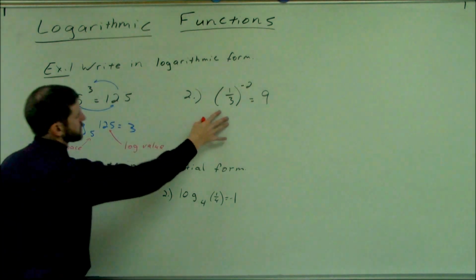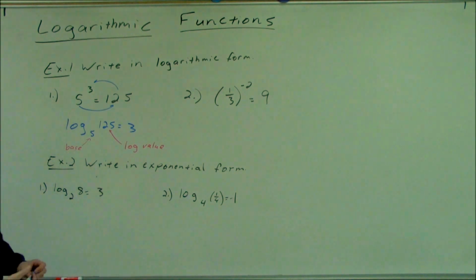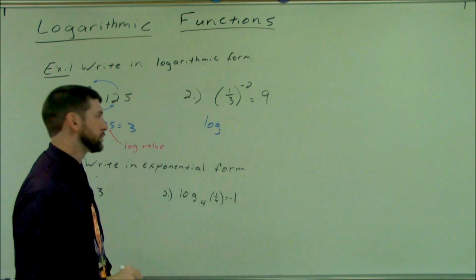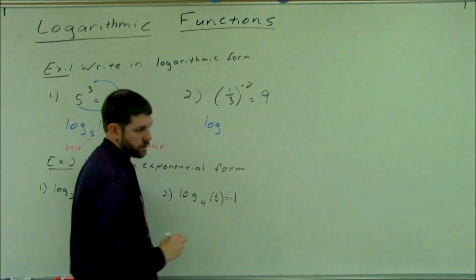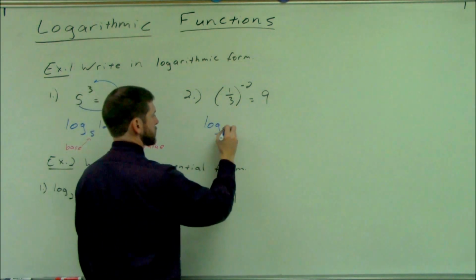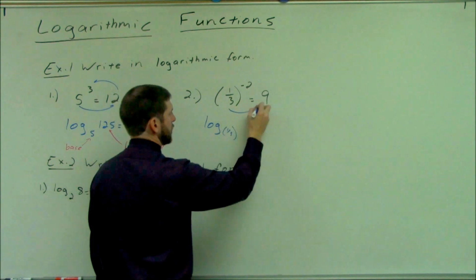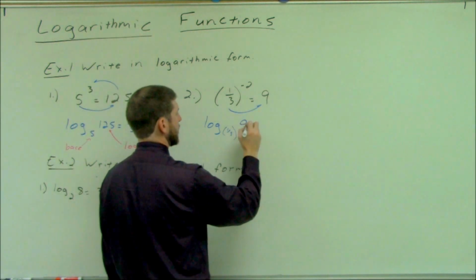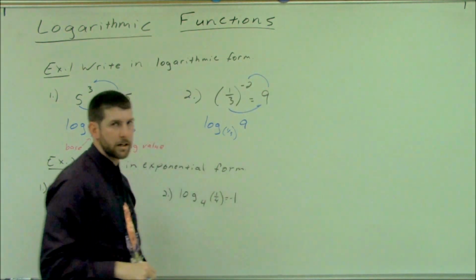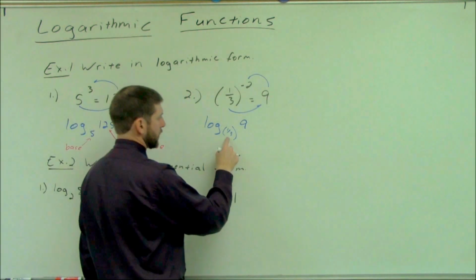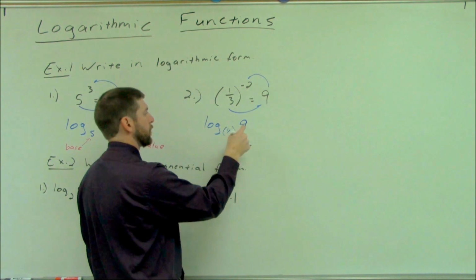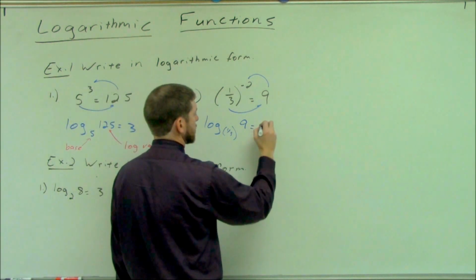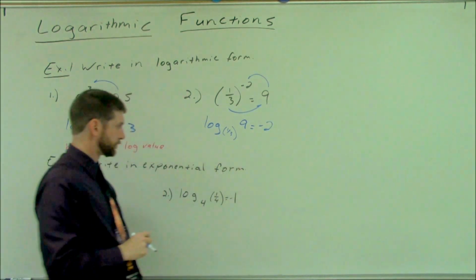So if we're looking at this one over here, we're going to write it in log form. Again, start with your base and work around the equal sign. So log base, what? What's our base? Well, our base is 1/3. What are we taking the log of? We're taking the log of 9, and it should come back and equal that exponent, right? 1/3 raised to what power equals positive 9? Well, we know that that's got to be negative 2.